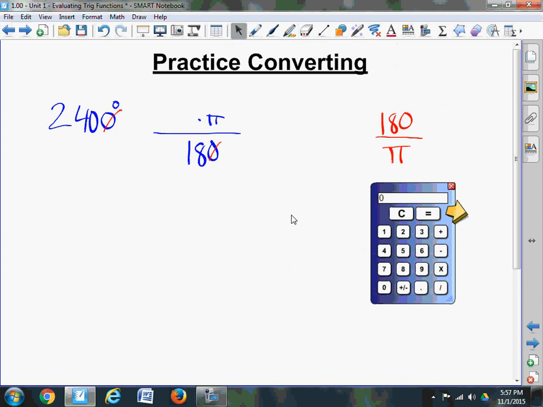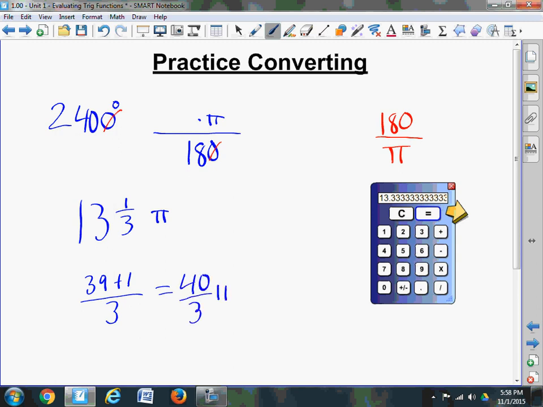Well, I would need to do 2,400 divided by 180. All right, and I get 13 and a third essentially. So it's like 13 and a third pi. Because I would be times that by pi, so 13 and a third pi. You don't really do mixed numbers, so I do 13 times 3 is 39. 39 plus 1. So I can still get 40 over 3 pi.